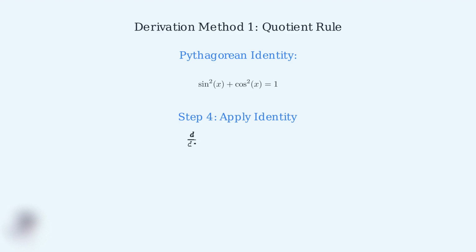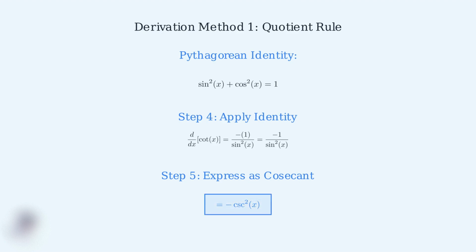Step 4. We substitute the identity. Since sine squared x plus cosine squared x equals 1, our expression becomes negative 1 divided by sine squared x. Step 5. We recognize that 1 divided by sine squared x is cosecant squared x. Therefore, our final answer is negative cosecant squared x. Perfect. Using the quotient rule, we've successfully shown that the derivative of cotangent x is negative cosecant squared x.